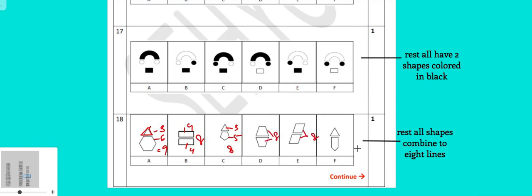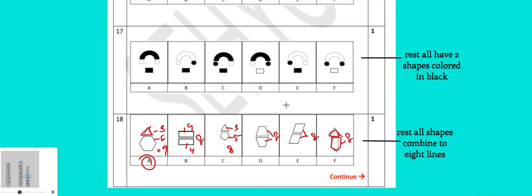Again 4 and 4 making it 8. Here 1, 2, 3, 4, 5 and 1, 2, 3. So 5 plus 3 also makes 8. So therefore, as we guessed, A is our correct option here.